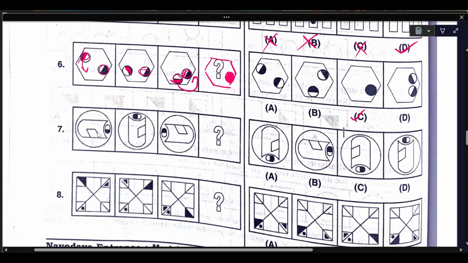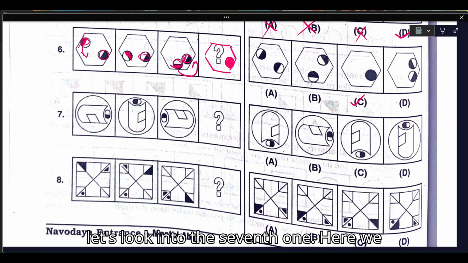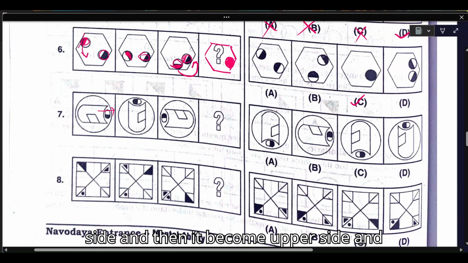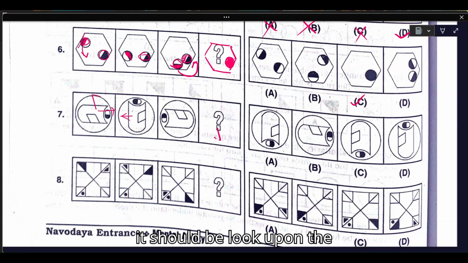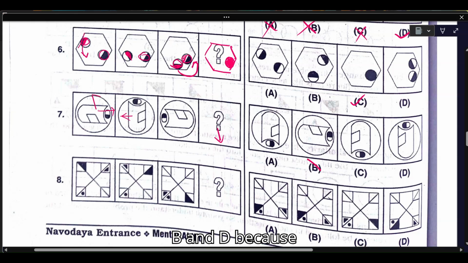And let's look into the seventh one. Here we have something like this figure, that is like a capsule, and let's see, it is facing to the right side and then it becomes upper side and it goes to the left side and finally it should look downside. So we will be eliminating B and D because these are not facing downside.